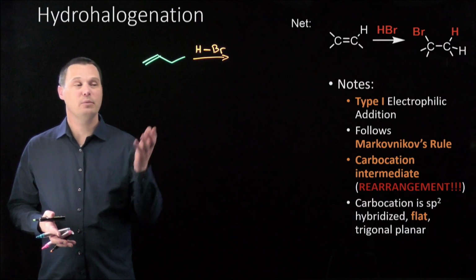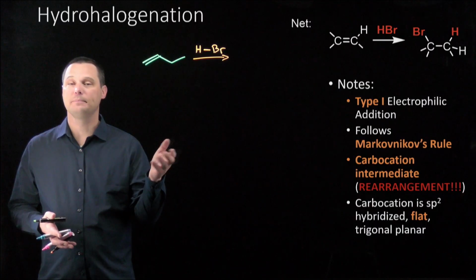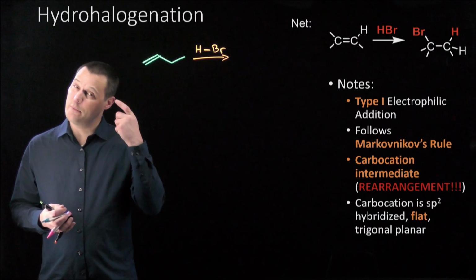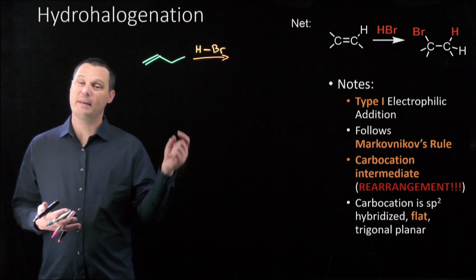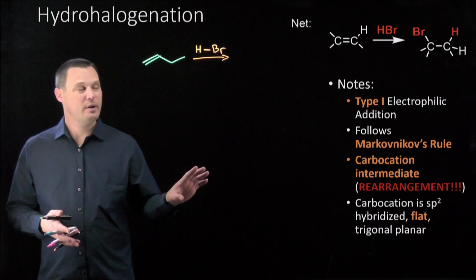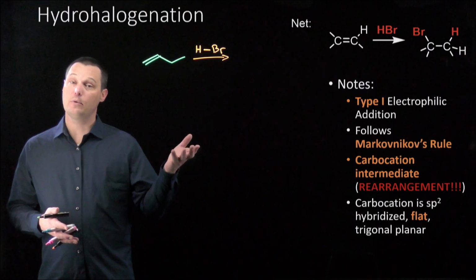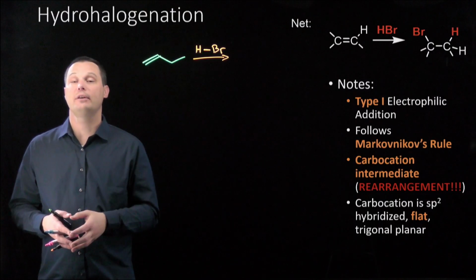As we go through the mechanism, we'll notice a carbocation intermediate will form. We need to have a Pavlovian response every time we form a carbocation. We need to check for rearrangement. If you don't feel confident with rearrangement, I have that video that I'll link below as well. And one other note that we'll tuck away for later, that carbocation intermediate is flat and trigonal planar and sp2 hybridized.